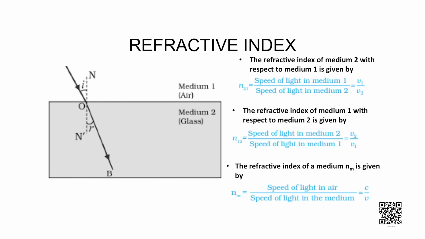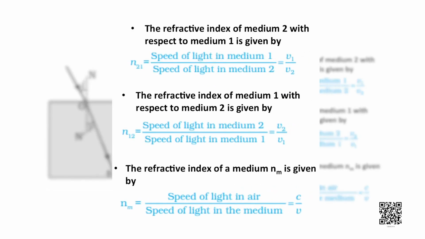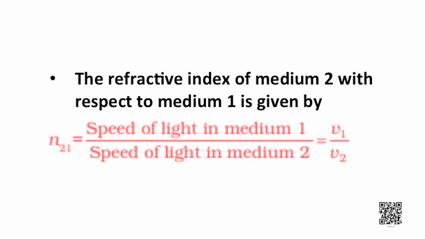The value of refractive index for a given pair of media depends upon the speed of light in the two media. Let us consider a ray of light travelling from medium 1 into medium 2 as shown in the figure. Let V1 be the speed of light in medium 1 and V2 be the speed of light in medium 2. The refractive index of medium 2 with respect to medium 1 is given by the ratio of the speed of light in medium 1 and the speed of light in medium 2.